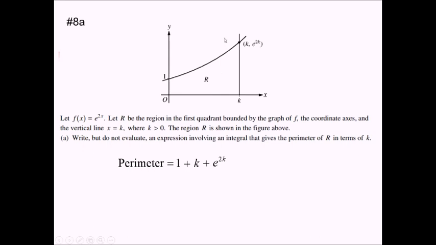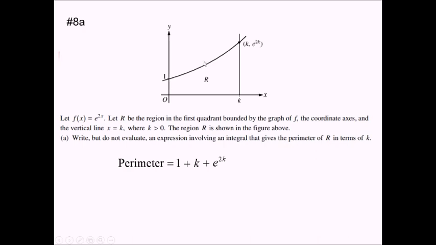Finally, we have to add the length of this arc here. Now this is a little trickier, but we can use our arc length formula. Since this is a function being evaluated with respect to x, we're going to do the integral from a to b, square root of 1 plus dy over dx squared.